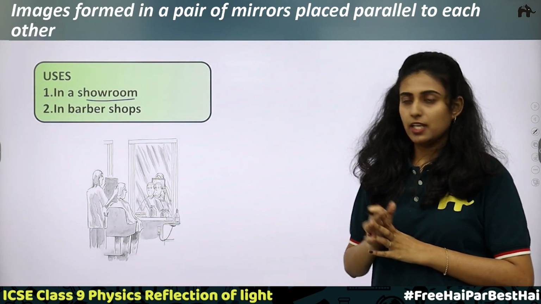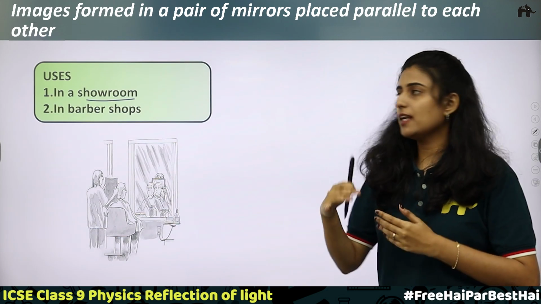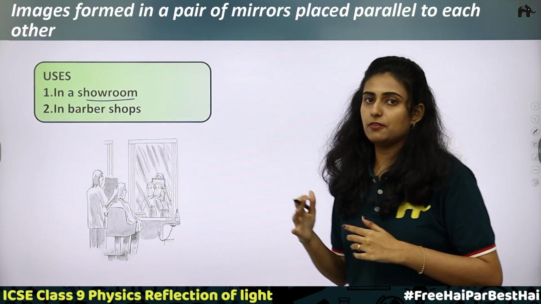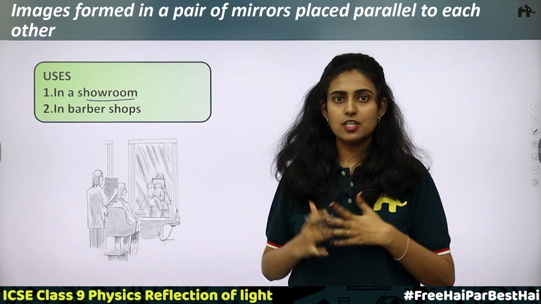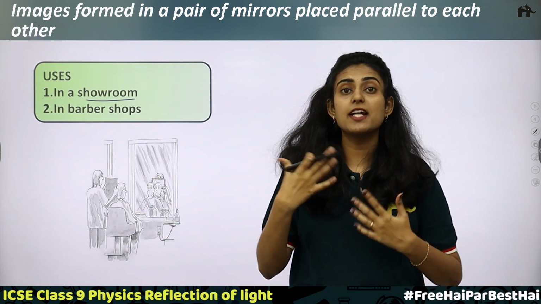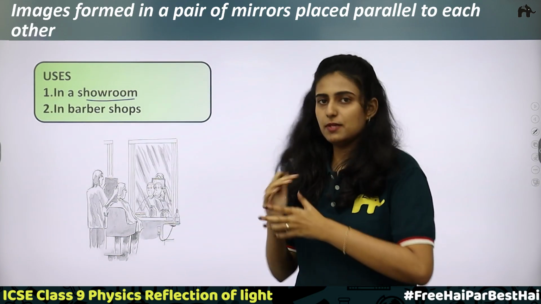Next, in barber shops. In barber shops and beauty parlors also you have seen this type of mirrors kept parallel to each other. This is called multiple reflection. You will be able to see multiple reflection.